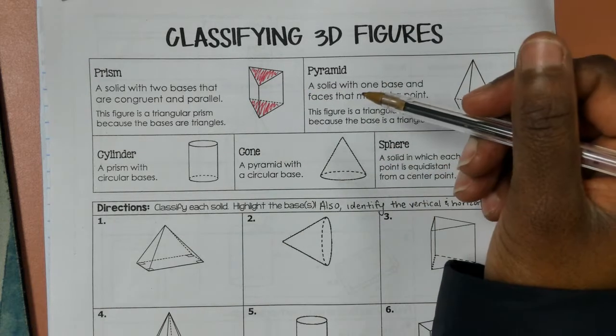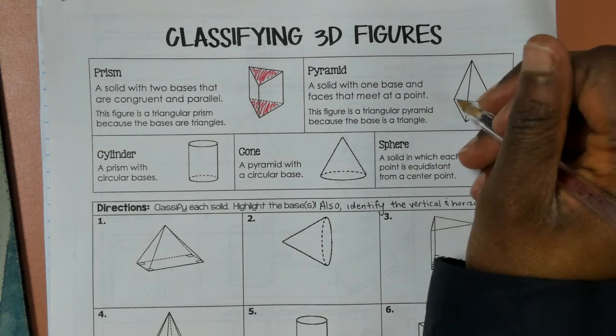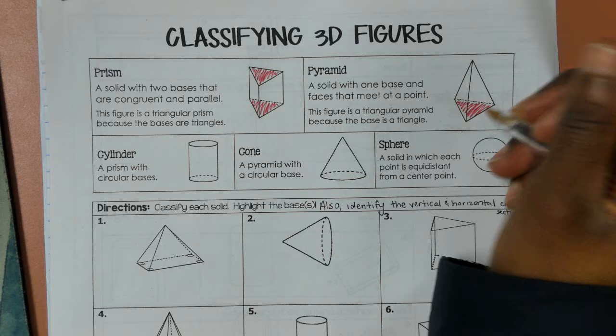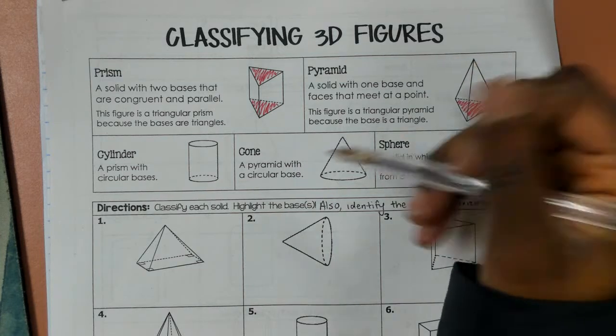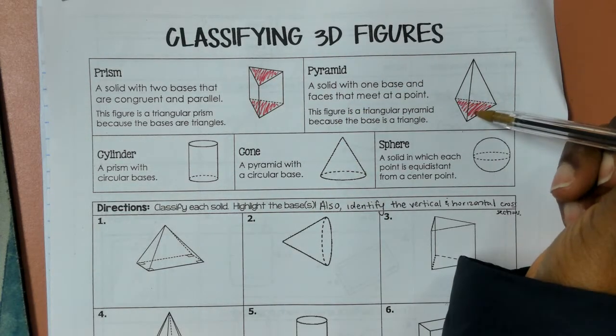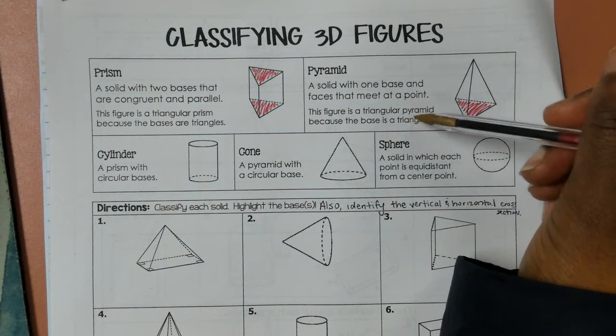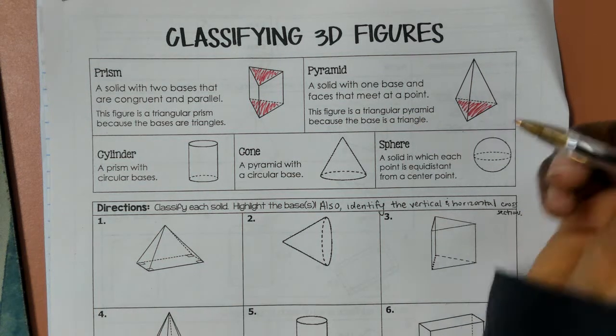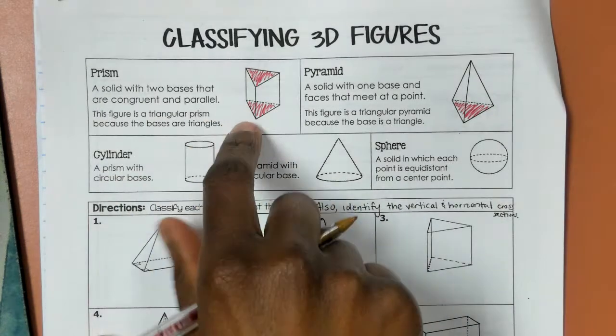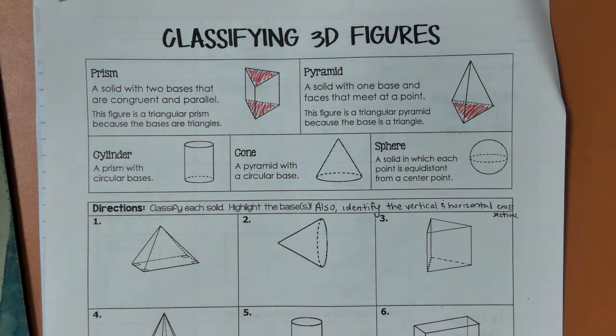A pyramid is similar. It's a solid with 1 base, and it meets at just 1 point at the top. So it doesn't maintain its thickness, it doesn't have 2 bases, it just has the 1. But you also name it by the base shape, and then you put pyramid. It's a triangular pyramid because the base is a triangle. We have a couple other shapes that your bases could be, which is a 4-sided figure, so we know like quadrilateral. The quadrilaterals include rectangles, squares, trapezoids, things like that.